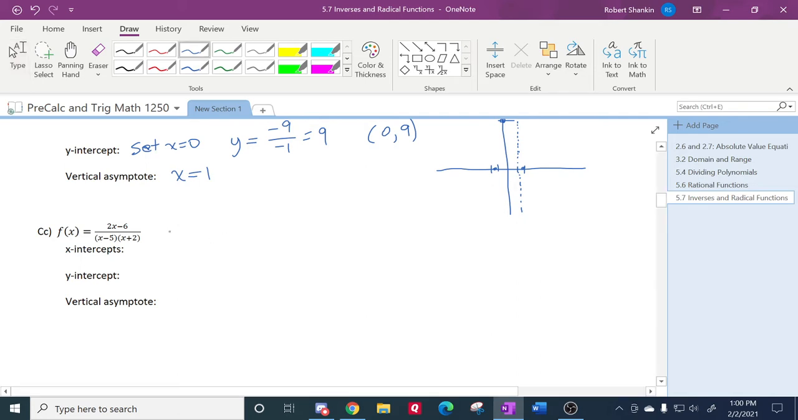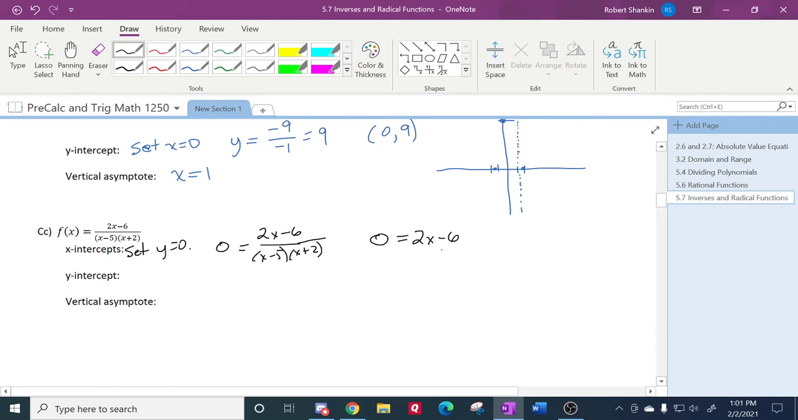Alright, so the x-intercepts, we set the opposite letter, y equal to 0. We get 0 equals 2x minus 6 over x minus 5 times x plus 2. Now, although this is complex, it's one fraction. That one long fraction bar tells you it's one fraction. How do you get a fraction to be 0? Only if the top is 0. If the bottom is 0, the fraction is undefined. So we could multiply both sides by what's in the denominator, or we could just realize that the top has to be 0.